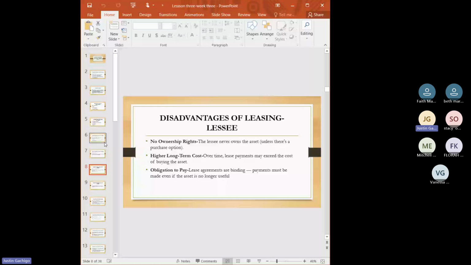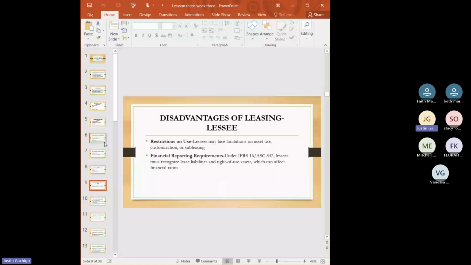The other one is restriction of the use. So lease may face limitation on asset use, customization, and subleasing. In most cases, if you look at the lease agreement, it normally limits you even for the house. You can't say that because you have leased one bedroom, you look for your friend and partner, or you sublease one unit to them. That's normally not allowed.